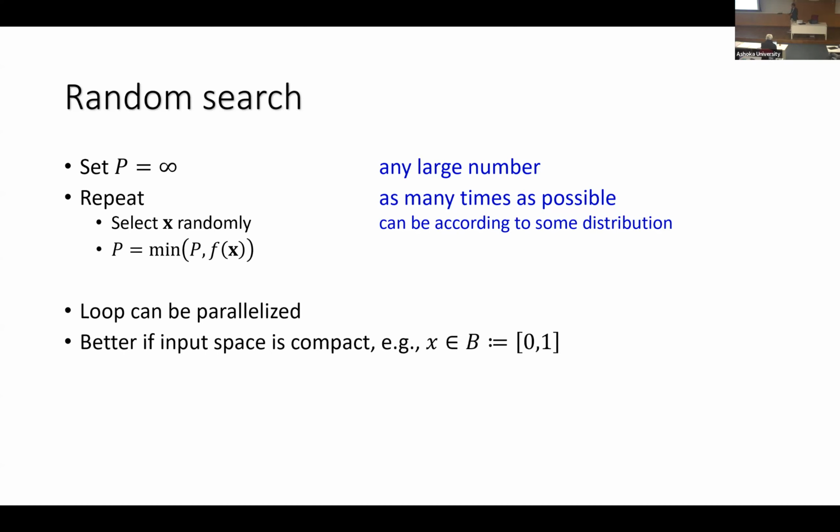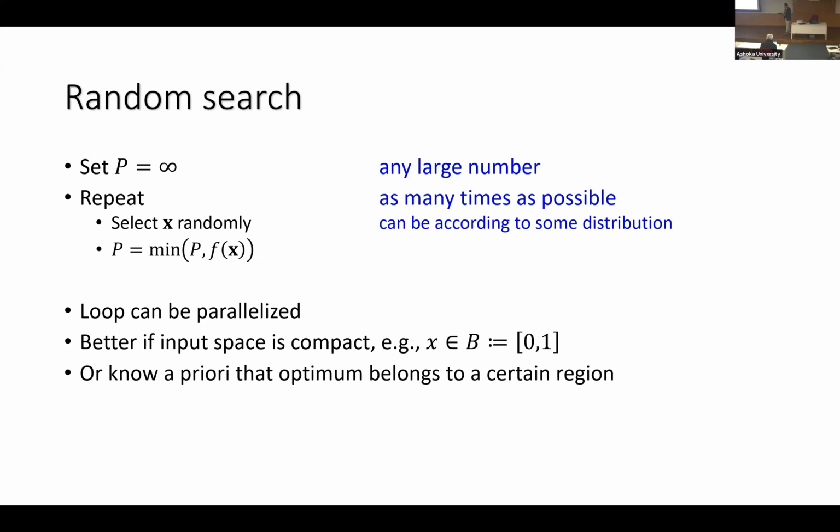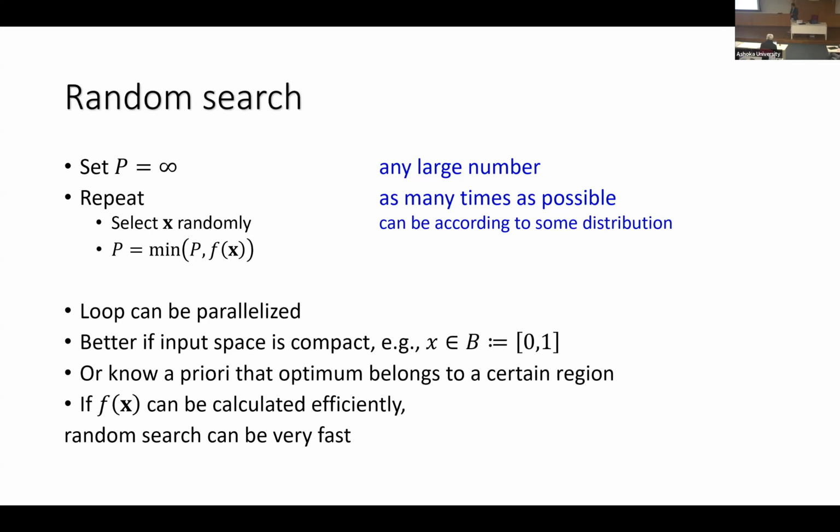This works better if the input space is compact. Obviously, if you are searching from minus infinity to infinity, it's not going to work so well. Or if we know that the optimum lies in some region, then you can restrict your search to that region. And if f of x can be calculated efficiently, then this is very fast. So for example, if you have a small formula to calculate f of x, or you can calculate it quickly, then this is very fast.